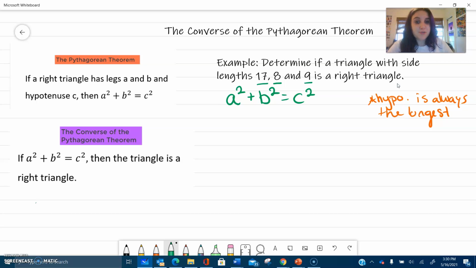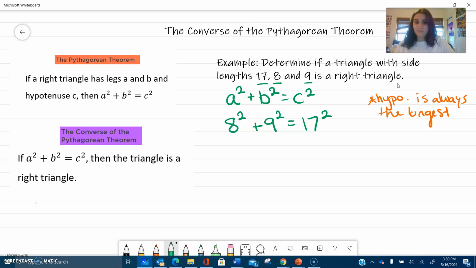So my two smaller legs are 8 and 9. So I'll use those for a and b. So 8 squared plus 9 squared, and the longest side length is 17, so that's the hypotenuse. It's always the longest side, equals 17 squared. So now I'm going to simplify both sides of the equal sign, and then if they're equal, it's a right triangle. If they're not, it's not a right triangle.